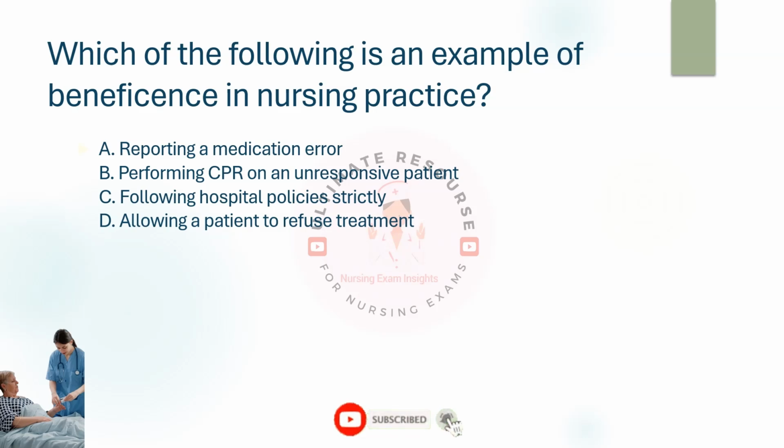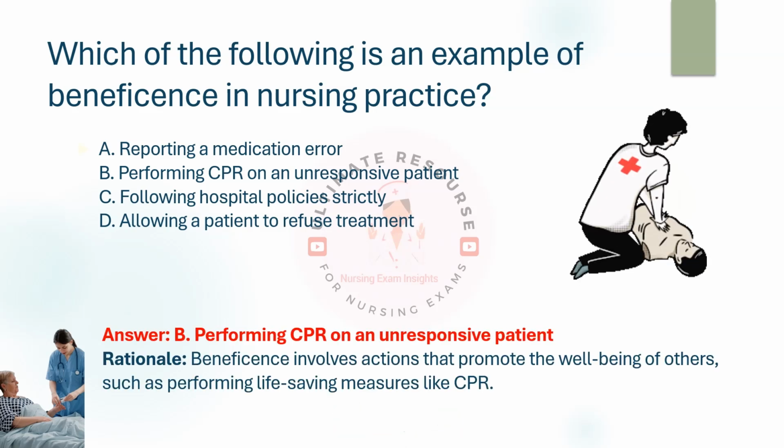Which of the following is an example of beneficence in nursing practice? Options are A. Reporting a medication error. B. Performing CPR on an unresponsive patient. C. Following hospital policies strictly. D. Allowing a patient to refuse treatment. The answer is performing CPR on an unresponsive patient.